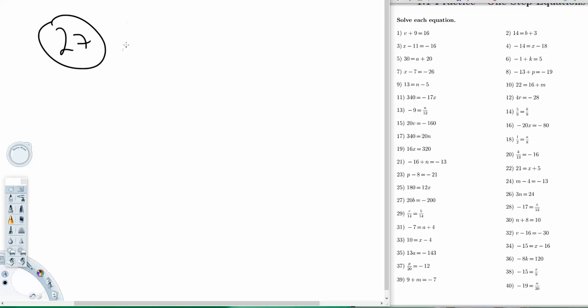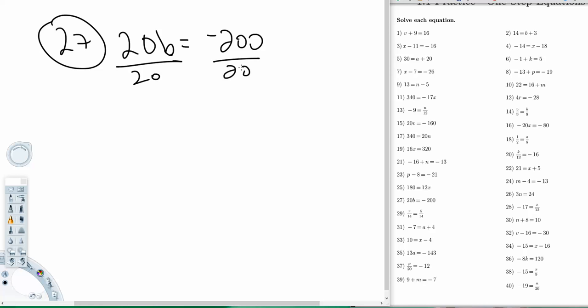27 now. Moving along full speed ahead. 20b equals minus 200. Well, let's divide both of these by 20, because 20 times b divided by 20 equals b. Think about it. So that's b, and this is minus 10, because 200 divided by 20 equals 10. If it's a negative divided by a positive, the answer is a negative.